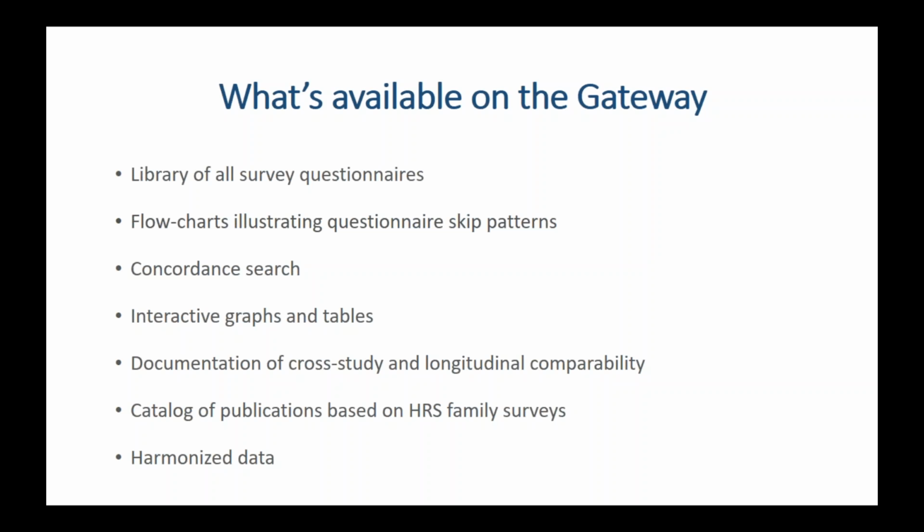Documentation of cross-study and longitudinal comparability, because of course not everything is asked exactly the same way in every study and every year. So we really try to identify for researchers what those differences are, if they exist. We've also built a catalog of publications based on HRS family surveys, so you can see what other people have already published using these data sets. And we've built harmonized data sets, which are really user-friendly data sets. They are a subset of the entire data for each study, but in one file. It's very user friendly.